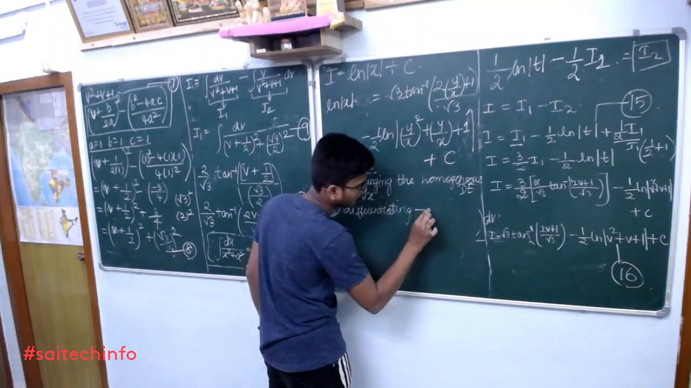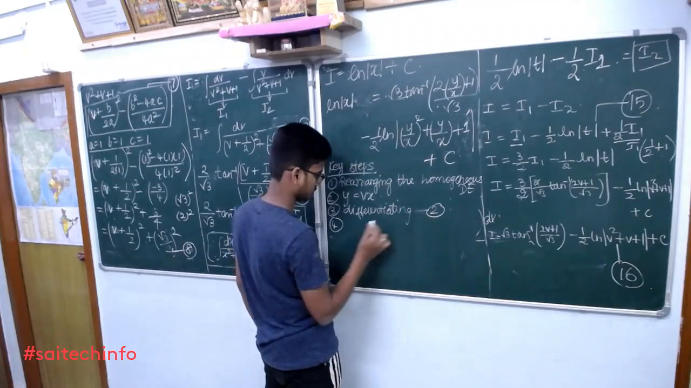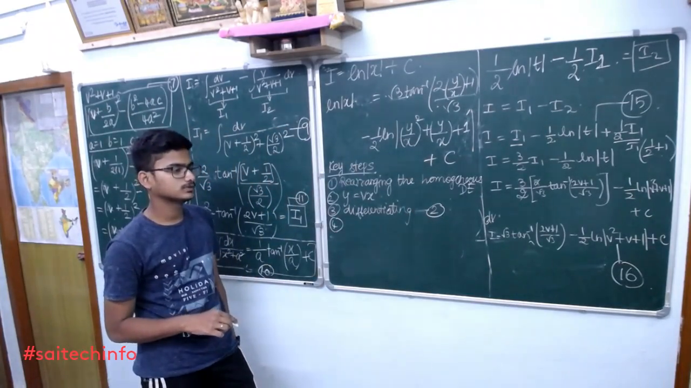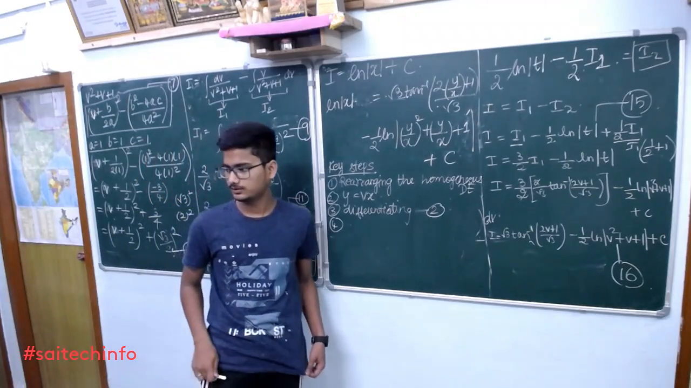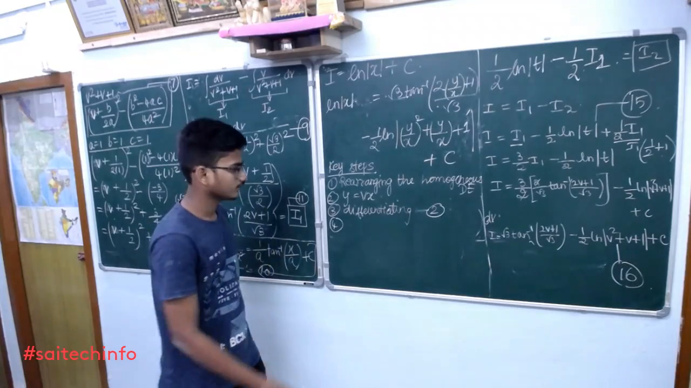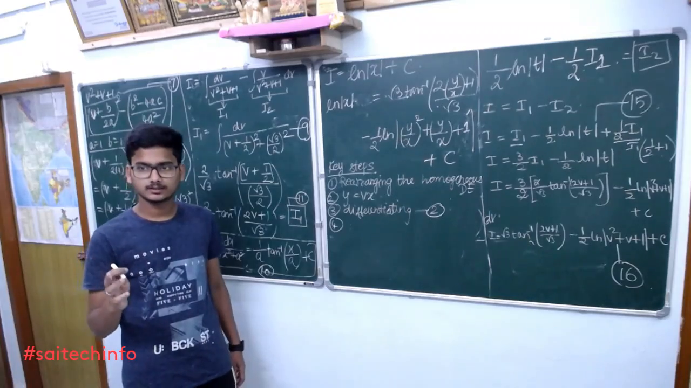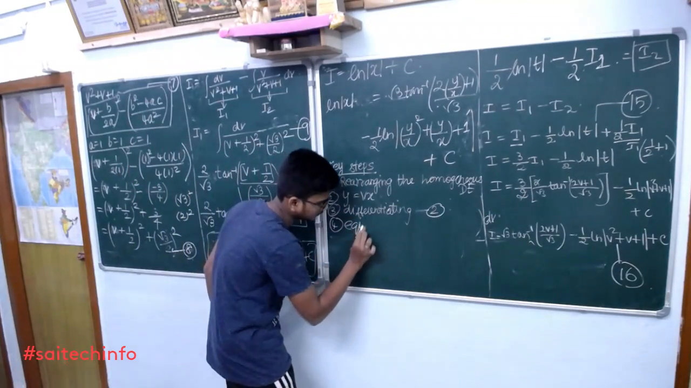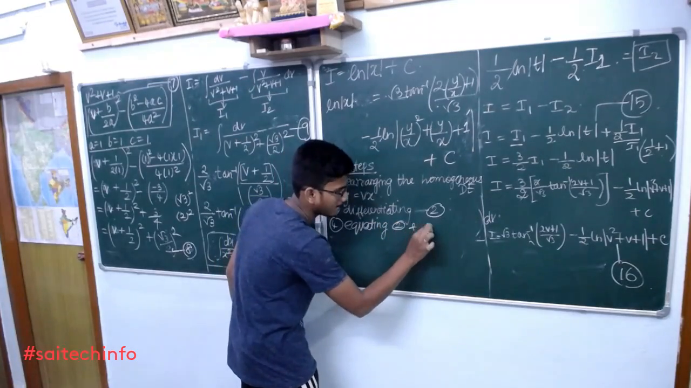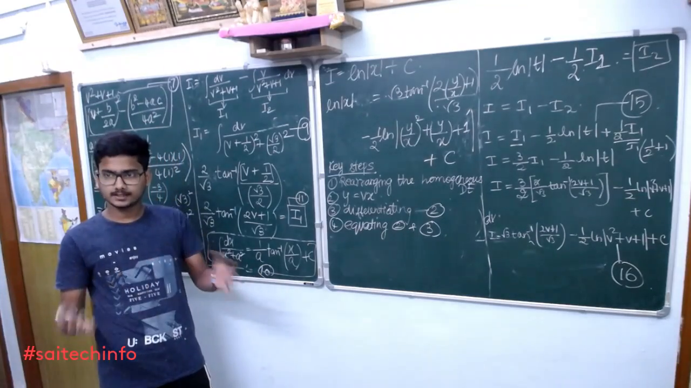Fourth step: on differentiating y is equal to vx, we are able to get dy by dx, and by equating 2 and 3 we get phi of v. Fifth one: separating the variables and solving it, so integrate.